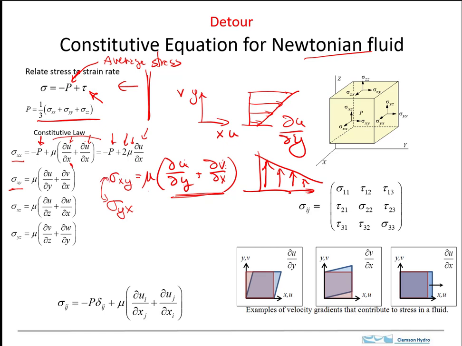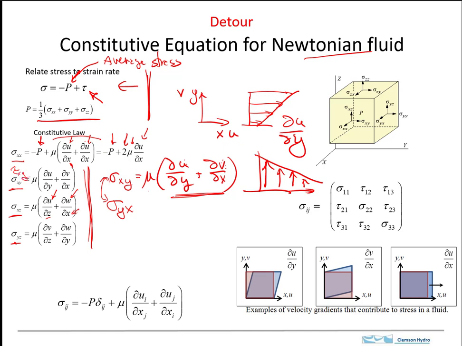We have other terms here. This is sigma xz, and in that case we take the derivative of the velocity in the x direction with respect to z, and the derivative of the velocity in the z direction with respect to x. So that's another shear term, and then we also have yz. These are how we're going to determine the stresses in the fluid. Sometimes you'll see these written with sigmas, and sometimes also with a tau.